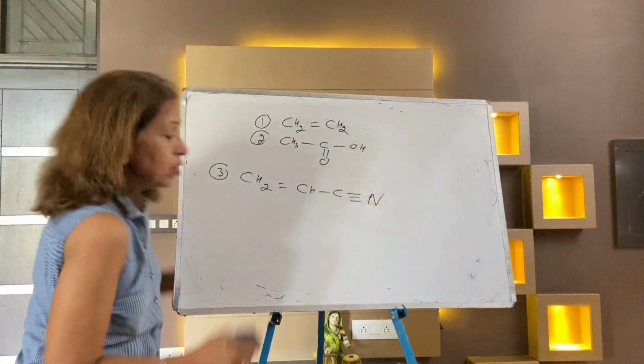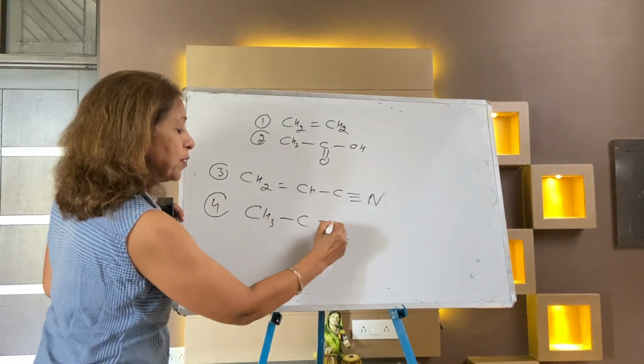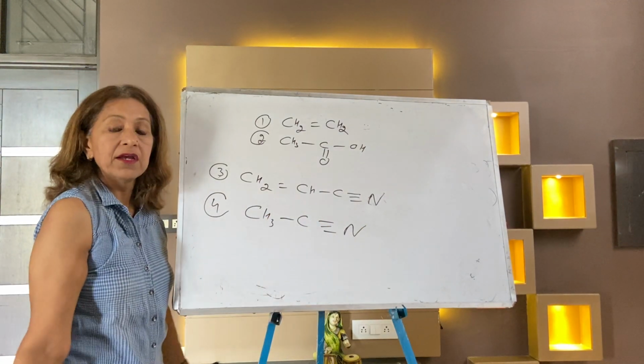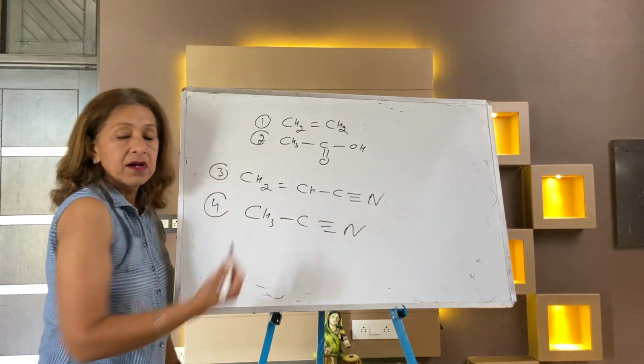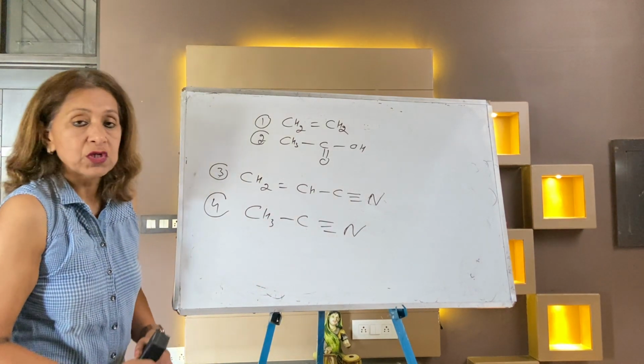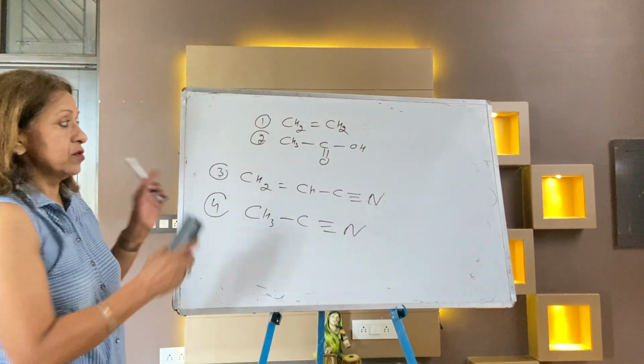I'm taking one more: if the question comes like CH3 C triple bond N, then again it is saturated. Why? Because it's a triple bond between carbon and nitrogen. So I think the first MCQ tip is very clear, on saturated and unsaturated.